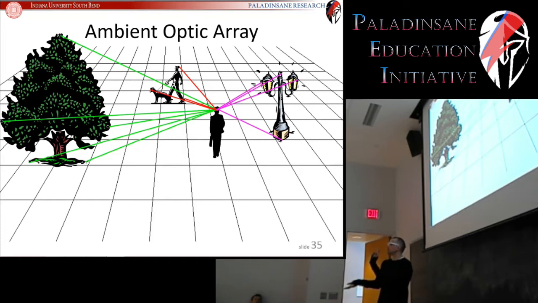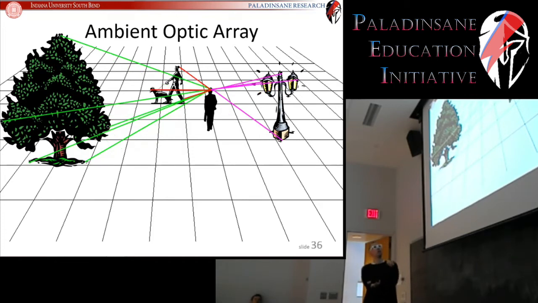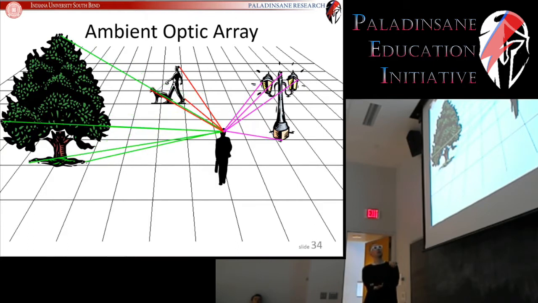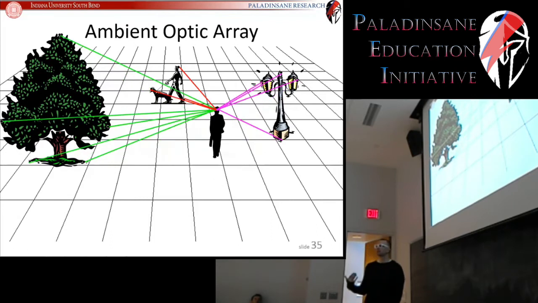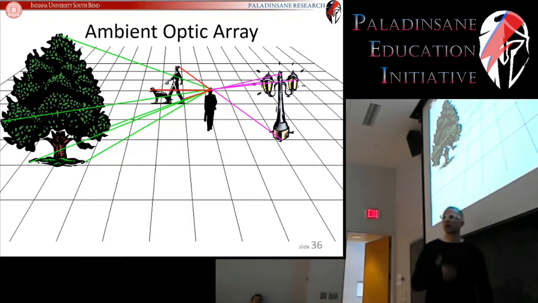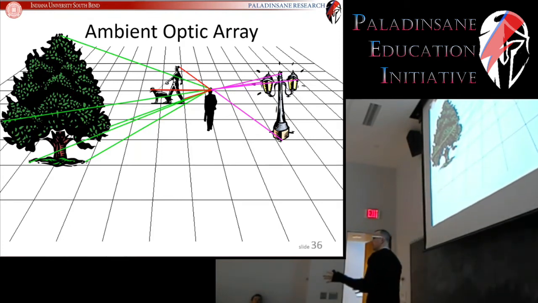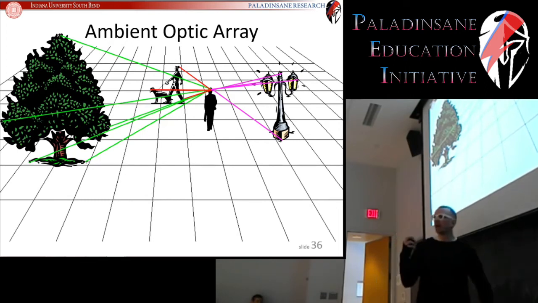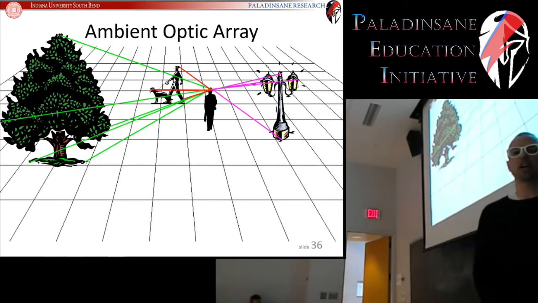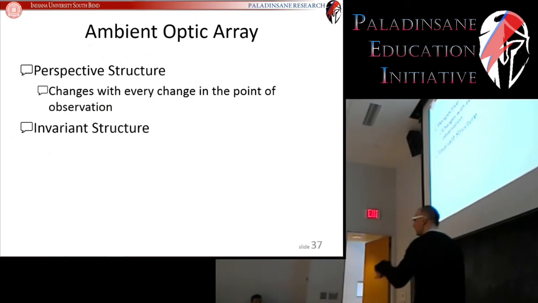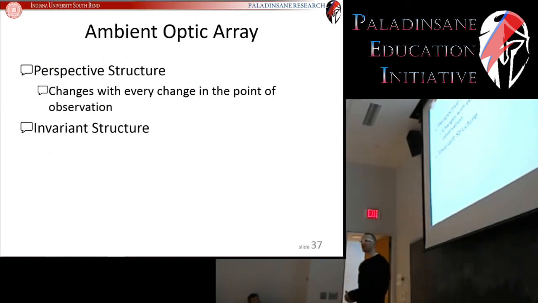So why is it that you don't say to yourself, oh my gosh, this dog walker is getting huge, and then I walk away and, oh, the dog walker is shrinking, and then I come back and it's like, oh, the dog walker is huge. Why is it that we don't have that perceptual experience? Why do we have perceptual constancy? That as we move through the world and things change and these angles change and this perspective structure changes, why is it that we don't perceive the world as changing? That has to do with the second form of structure, and this was one of the huge insights, invariant structure.